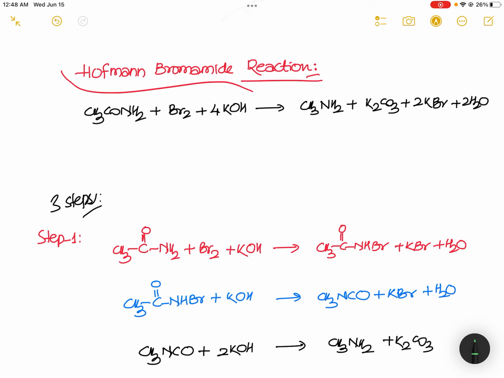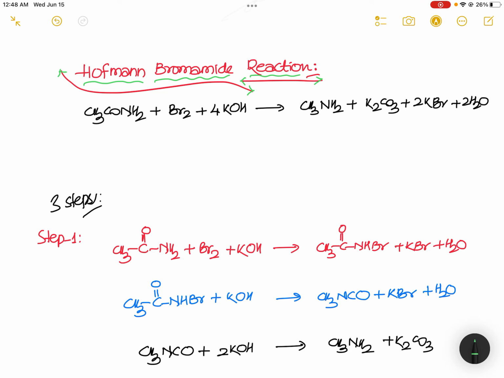I am now with one wonderful reaction in IIT examinations, in NEET examinations. A repeated question will come from this Hofmann bromamide reaction. The questions are, in general, what are the intermediates in this reaction? And what is the speciality of this reaction?